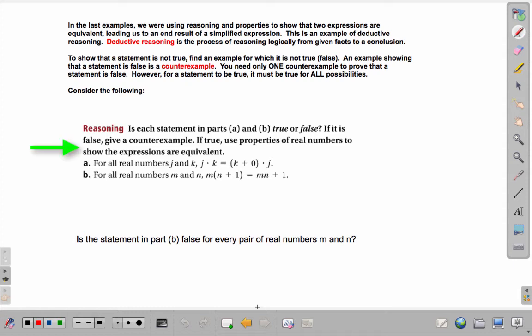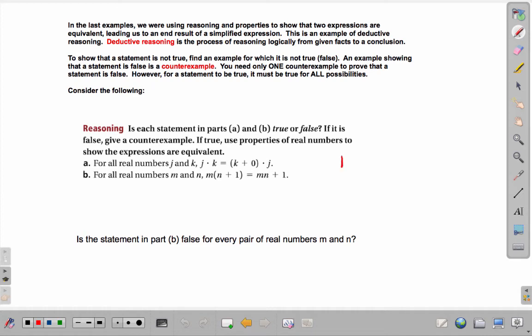So here's an example. We want to know in parts A and B whether the statements are true or false. If it is false, we need to find a counterexample. If it is true, we're going to use properties of real numbers to show the expressions are equivalent, meaning our commutative and associative properties. So part A says, for the real numbers j and k, j times k is equivalent to k plus 0, that quantity, times j. True or false? Well, that's a true statement.